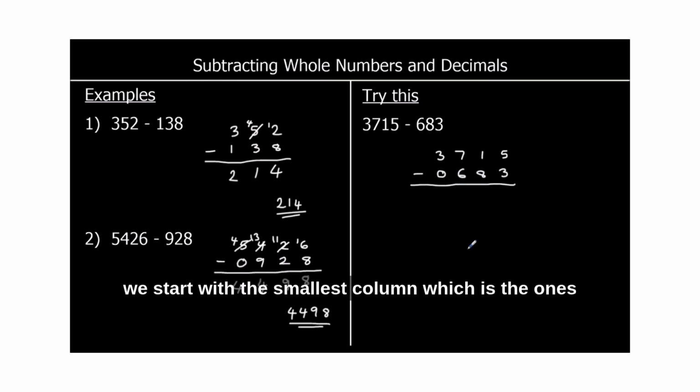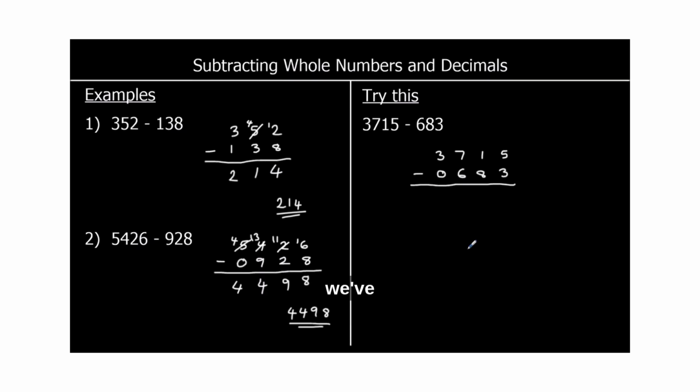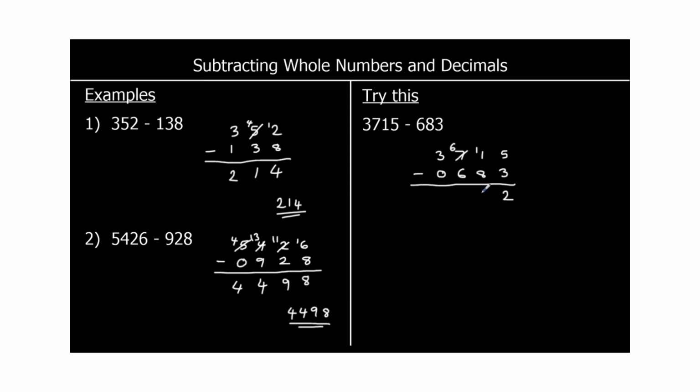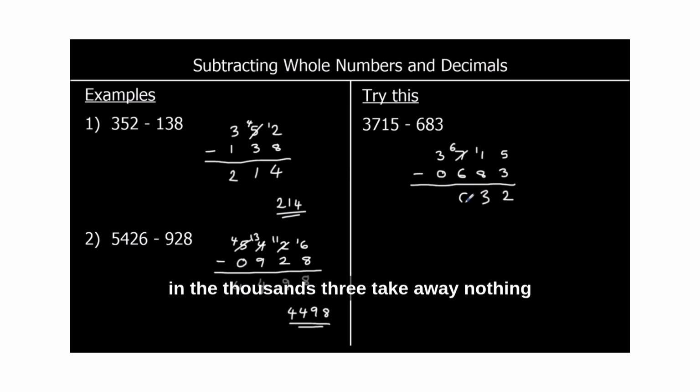So now we can take away. We start with the smallest column, which is the ones. We've got 5 take away 3, which is 2. Now the tens, I've got 1 take away 8. I don't want to do that, so I'll steal one of the hundreds, and that'll be worth 10 in the tens. So I've got 11 take away 8 now, which is 3. In the hundreds, 6 take away 6 is nothing. And in the thousands, 3 take away nothing is 3. So my answer is 3,032.